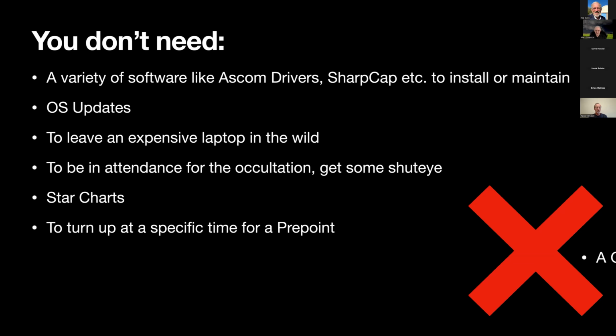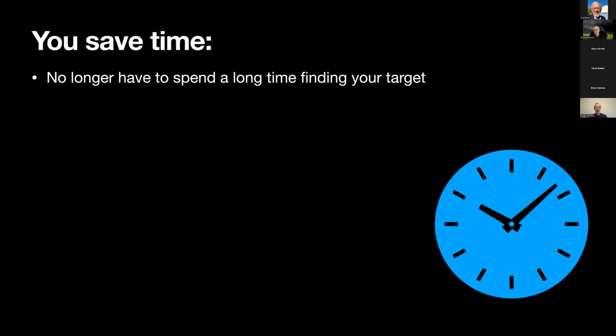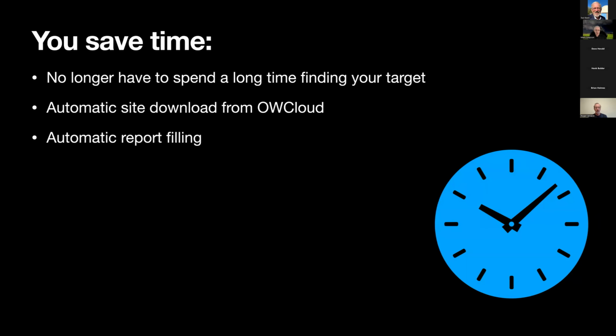All that goes away. You don't need a GPS flasher. You save time. You no longer have to spend a long time finding your target. You've got an automatic site download from OW Cloud, so you can download your stations. It saves you having to enter the details. It fills the reports out for you. You can generate finder images as well. So that speeds up your time in analyzing your event in PyMovie and IOTA.